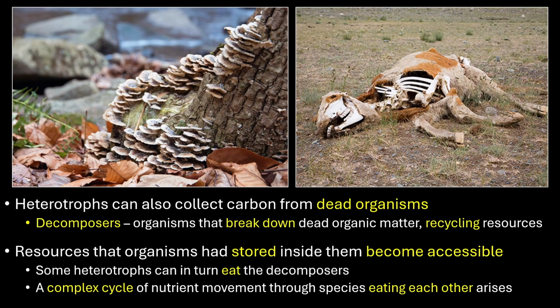And these resources that were stored at one point inside of that organism can then become accessible to something new. Resources that are taken up by decomposers can then be passed on to other heterotrophs if those decomposers are then eaten in turn. And so we have this complex cycle of movement of resources that are constantly being passed from one organism to the next through predation, through parasitism, through grazing. All these different interactions essentially move these resources continuously through different organisms across an environment.